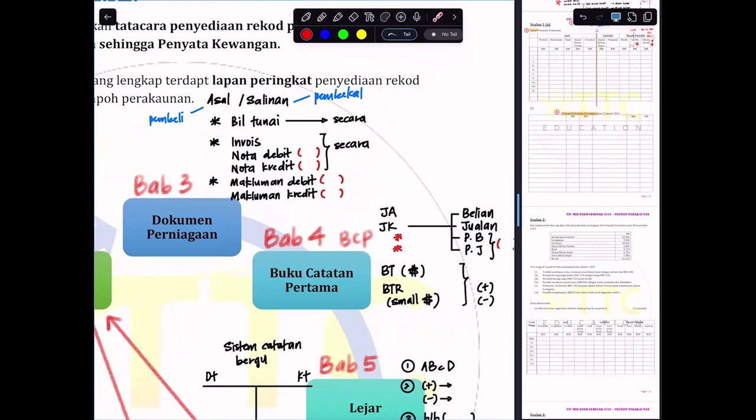Then for documents, actually we have two main categories. We have document sumber and document bukan sumber. I guess you all know what sumber means, right? Sumber means source of information. Bukan means not source of information. Just now you mentioned the document is a source of information for us to record into the account. So are we going to focus more on sumber or bukan sumber?